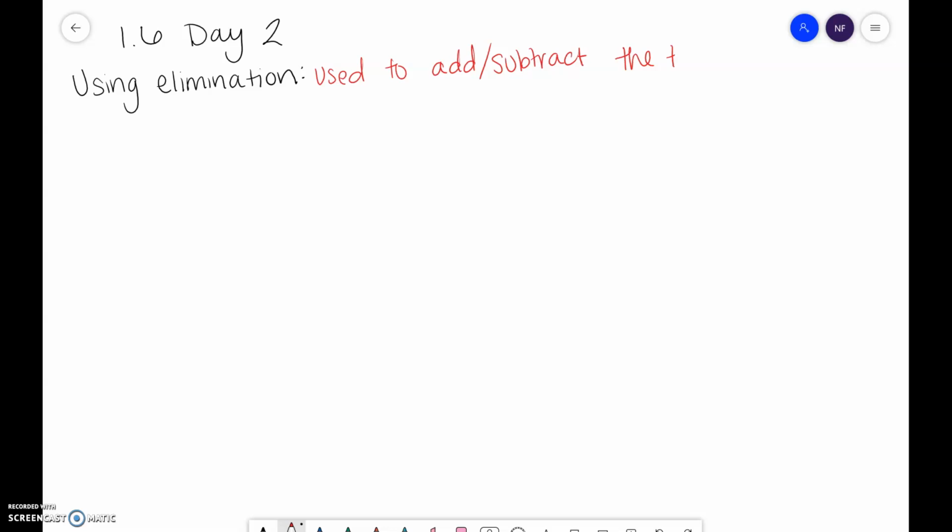You use elimination to add or subtract the two equations to eliminate one of the variables. So sometimes you can just add or subtract the equations and you'll eliminate a variable.